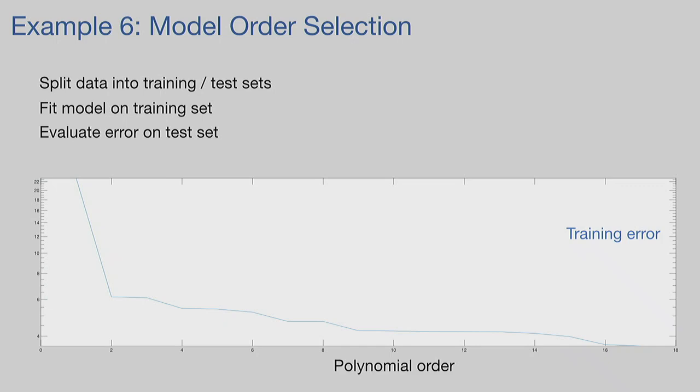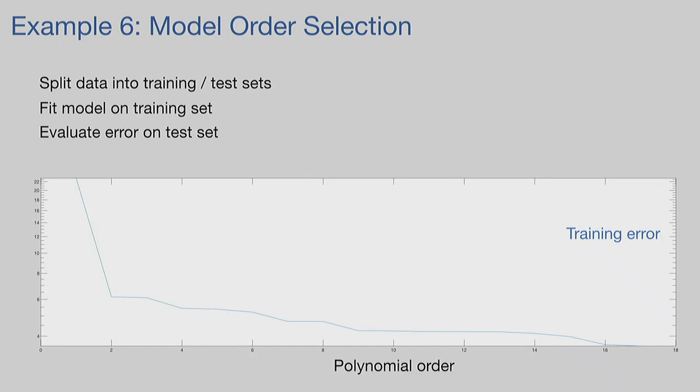And the training error is always decreasing. Why is it always decreasing? Because we could always fit the noise as we increase the order. So we can always reduce it down to 0 eventually, if the order is large enough.